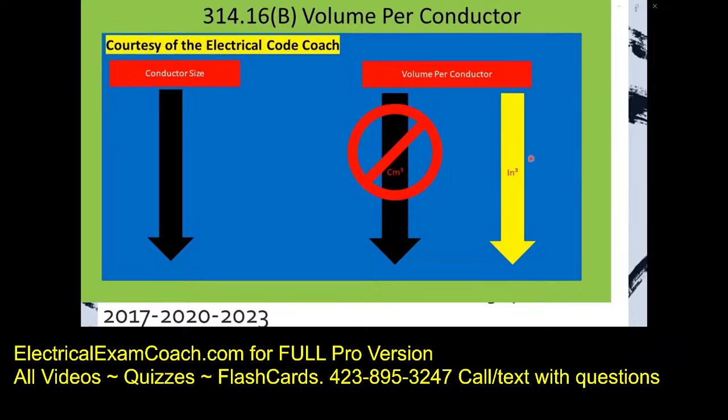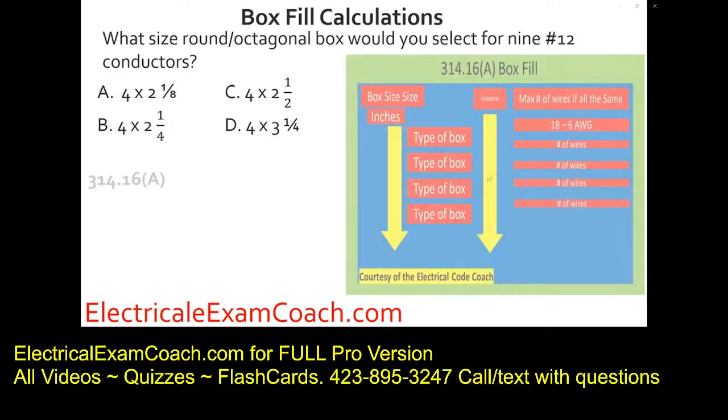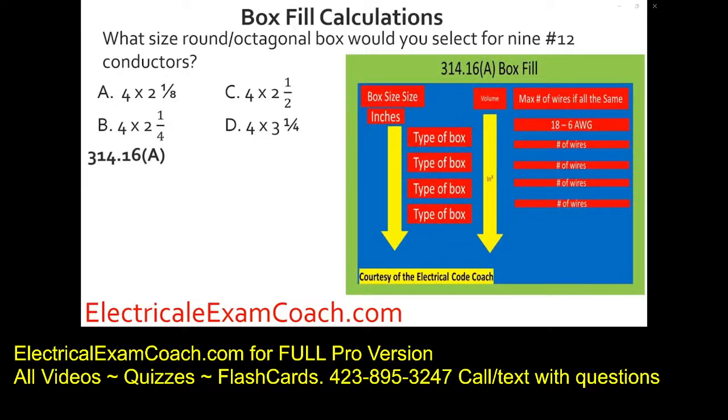Now, let's do some practice questions and get to it. What size round octagonal box would you select for 9 number 12 conductors? For this one, we're going to be using table 314.16a. We're going to start here and we're going to find our gauge of wire. Then we're going to come down and we're going to find a box, making sure to cross over and double check that we don't cross over into a different style box. We want to stay in the round octagonal. We find our conductors, we find the one that fits it, we slide over and double check ourselves, and we're going to select A. Great job!